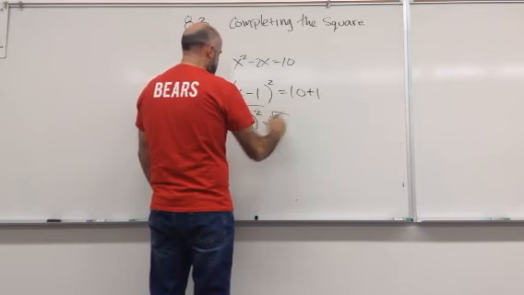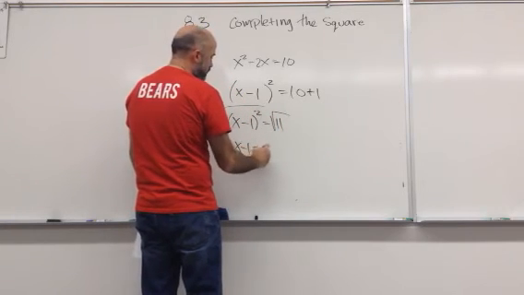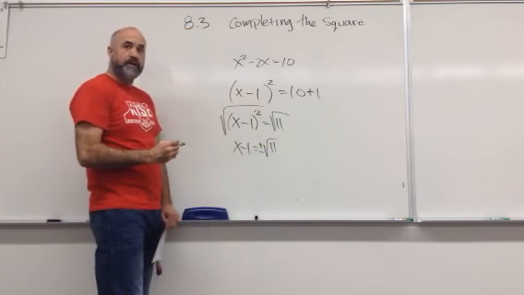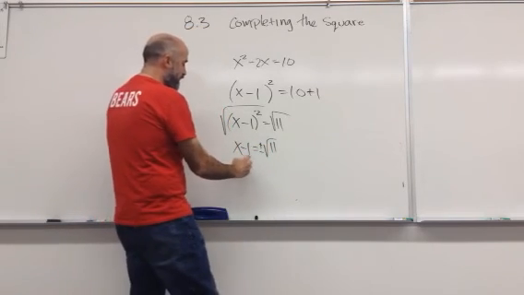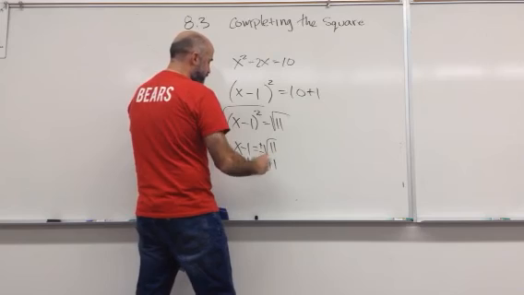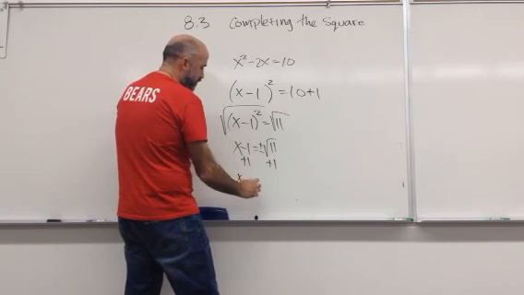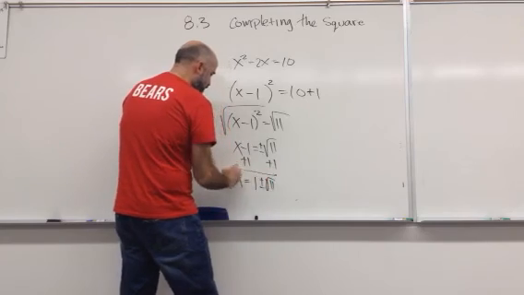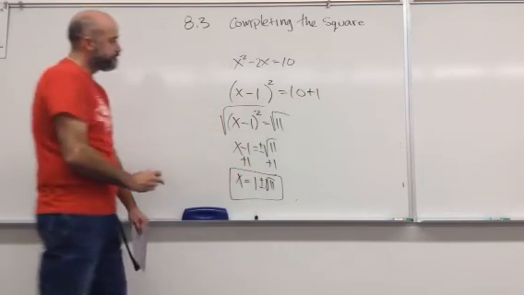Square root both sides. X minus 1 equals the square root of 11. Plus or minus. Don't forget plus or minus. It's really easy to forget. Add 1 to both sides. And x equals 1 plus or minus the square root of 11. That's the answer.